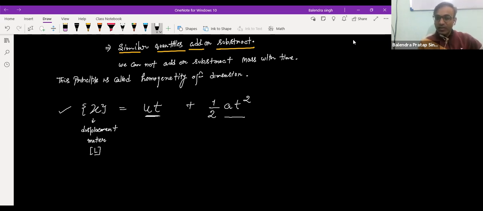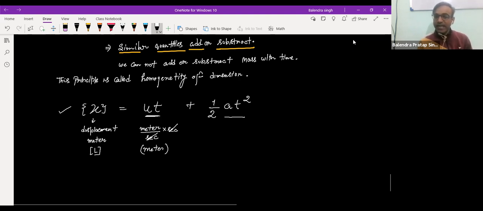Does ut have the unit meter or not? So what is u? U is initial velocity. Initial or final, the unit of velocity is the same. What is the unit of velocity? Meter per second, and here t is time, so again second, and second and second cancel out. The unit of ut is meter. Okay, is it clear? Yes, sir.